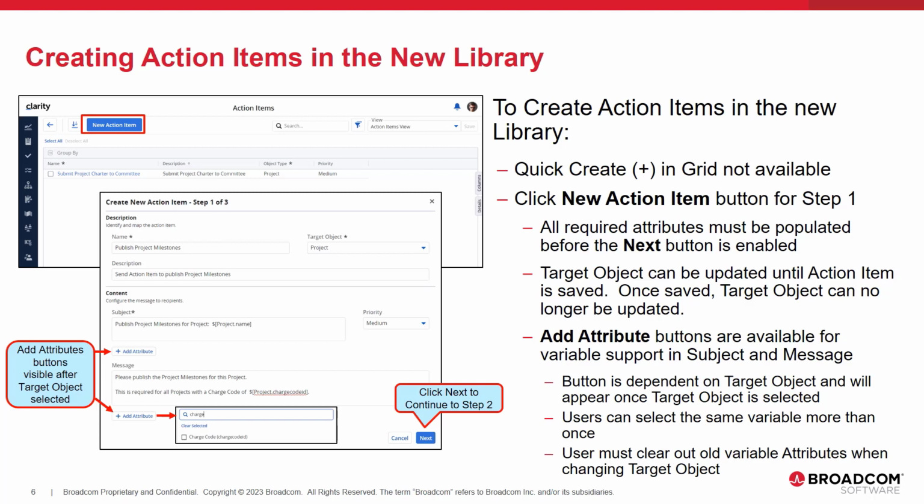So in the example here that we're looking at for the project object, we're going to see a list of attributes on the project object whenever you click on Add Attribute, and you can select the variables that belong to the project. In this case, you'll see under Subject that I've selected a variable for the project name. You will be able to select the same attribute more than once if you want to. And obviously, if you change the target object, you'll need to clear out the variables because you'll need to pick variables from the new target object.